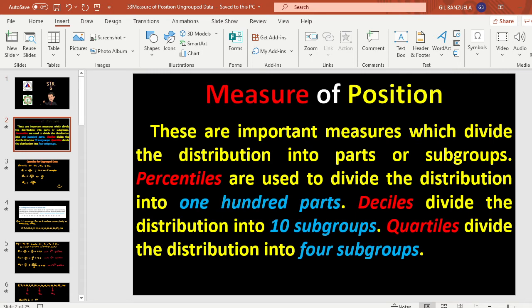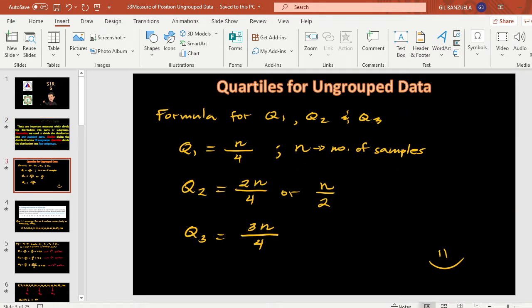So in today's lesson, we're going to talk about the measure of position. These are important measures which divide the distributions into parts or subgroups. Percentiles are used to divide the distribution into 100 parts, while deciles divide the distribution into 10 subgroups, and quartiles divide the distribution into 4 subgroups. So this is the measure of position. Let's talk about the quartiles for ungrouped data.